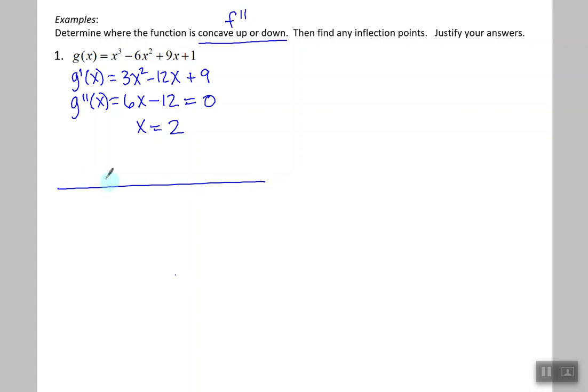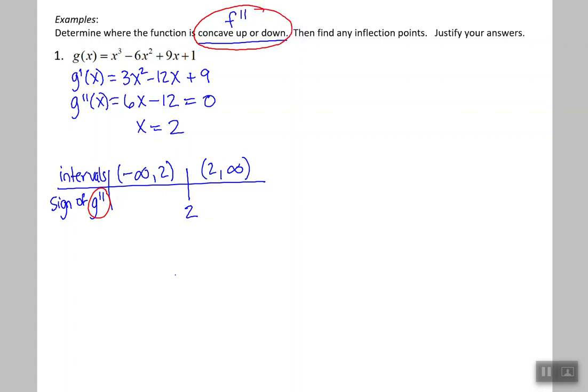We're going to make our number line and investigate the intervals. And this time, the sign of the second derivative, g double prime. We only have one spot here, 2, and we're going from negative infinity up to that spot 2, and then from 2 to infinity. Again, we're investigating the sign of the second derivative because it's the second derivative that tells us about concavity.